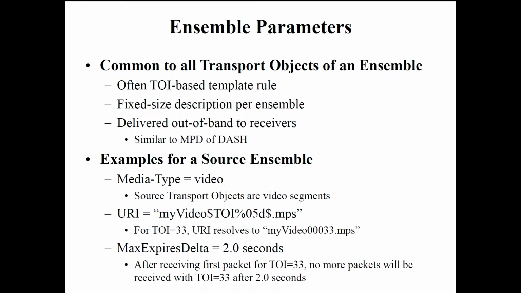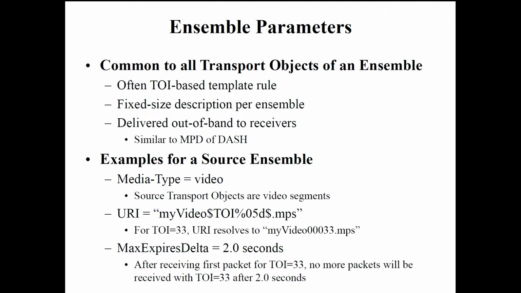And here's how you generate the URI at the receiver for the video files that you receive. So for example, if you receive a source transport object with TOI 33, then you take this string here and replace the TOI %05d with 00033, and that gives you the URI for that, and so on.